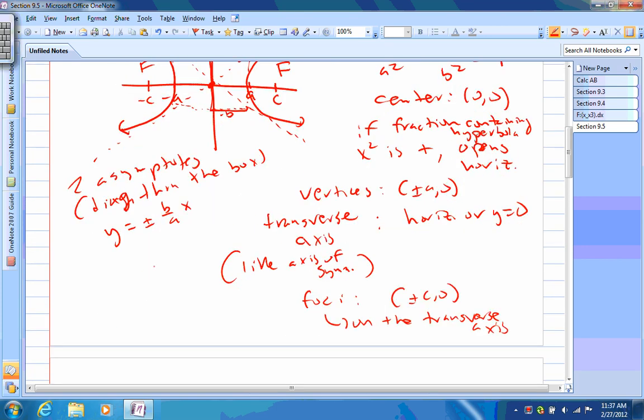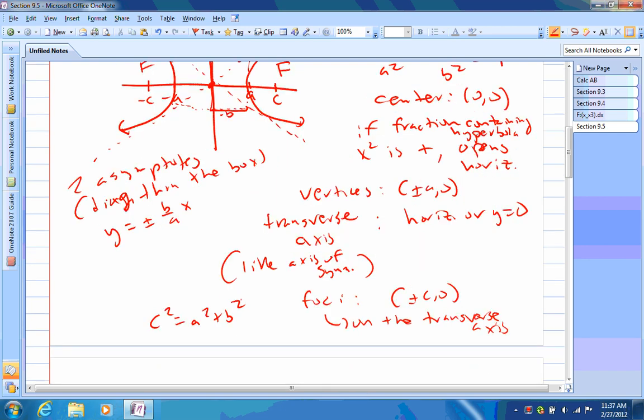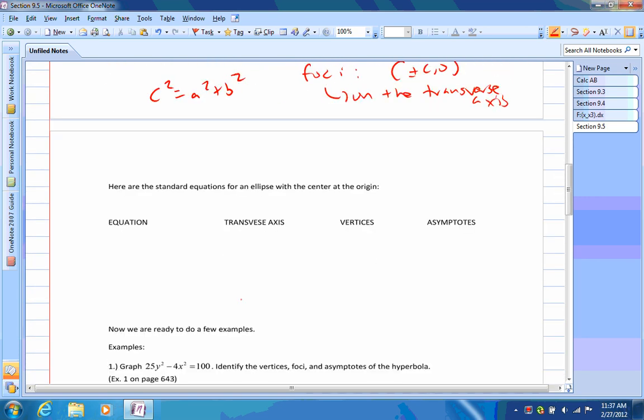To find the foci, instead of c squared equals a squared minus b squared, it's now c squared equals a squared plus b squared. That will allow us to get the focus, or the foci. So, to summarize, if you have x squared over a squared minus y squared over b squared equals 1, that will represent a hyperbola with a horizontal transverse axis. The vertices will be on the x-axis, so plus minus a comma 0, and your asymptotes will be this.